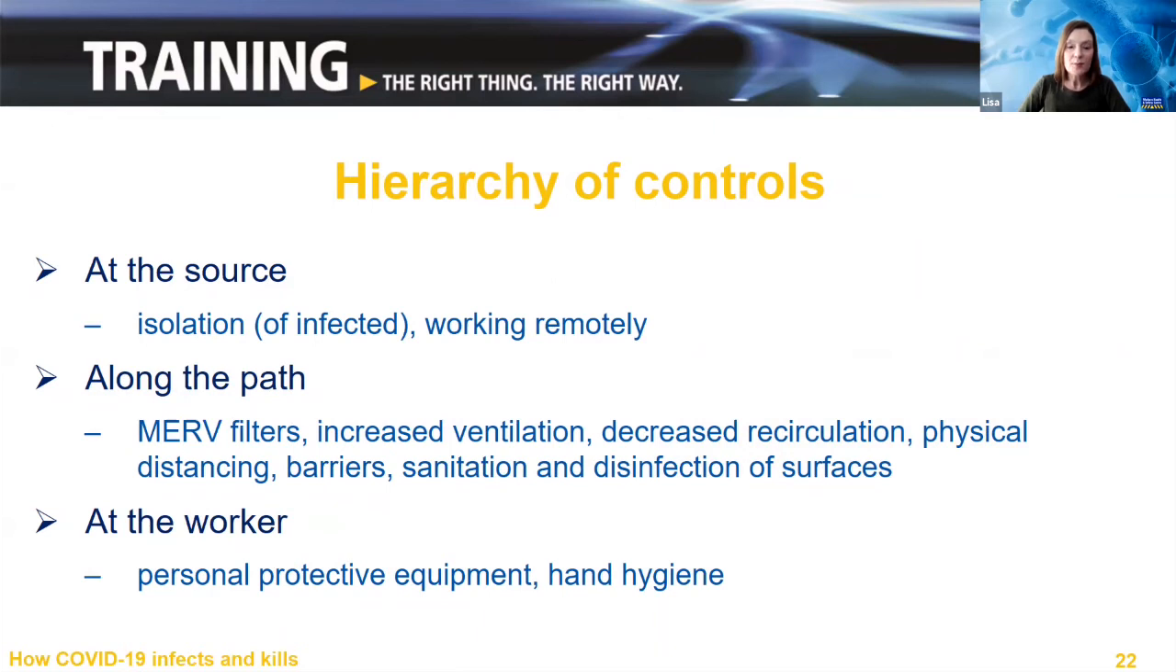Understanding where workers may be exposed and how will help determine controls. A number of controls are necessary to protect the worker from the hazard posed by this virus. In the hierarchy of controls, controls closest to the source are best, followed by controls along the path. Controls of the worker should only be used when other controls are not possible or as a supplement to other controls.